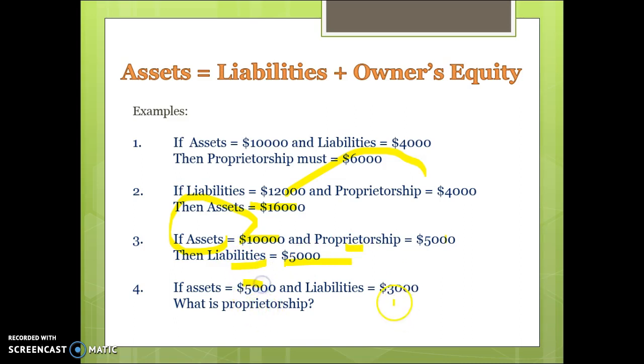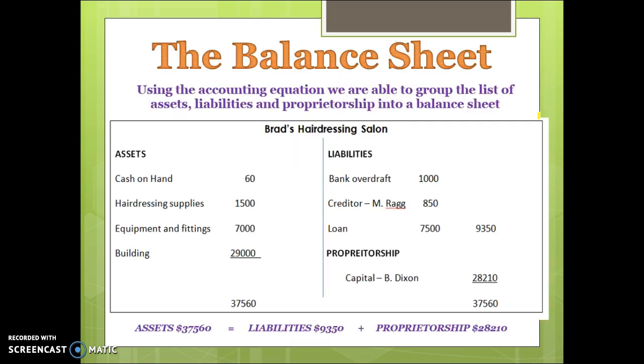If assets are 5,000 and liabilities are 3,000, then proprietorship, which is assets minus liabilities, would be equal to 2,000. Or if we use this equation, assets are 5,000, liabilities are 3,000, so owner's equity is 2,000. When we're looking at a balance sheet, we're looking at all the assets, liabilities, and owner's equity at a particular point in time for a business.